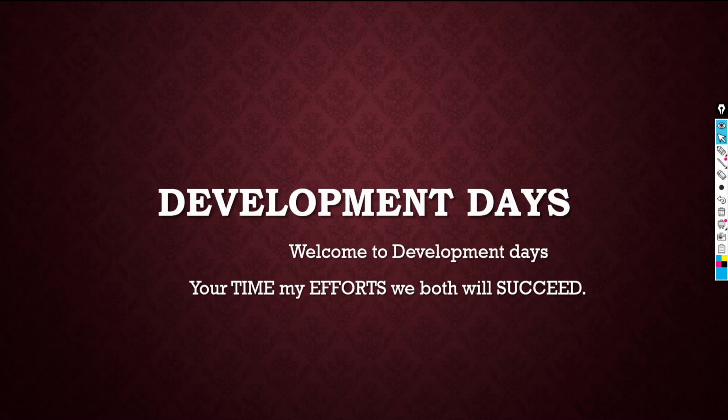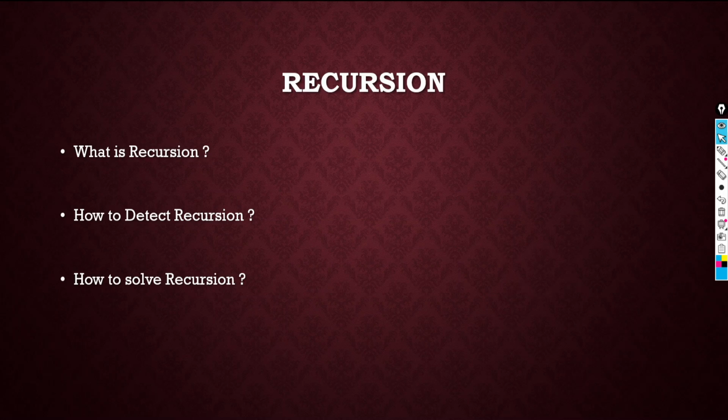Today we are going to understand the topic which is named recursion. So there are basically three questions which arise in our minds. First one is what is recursion? Second one, how to detect recursion? And third one, how to solve recursion.